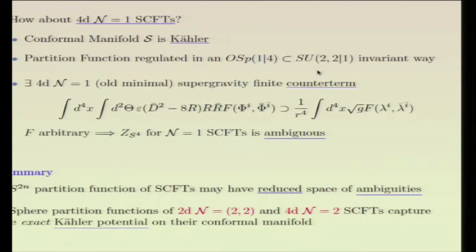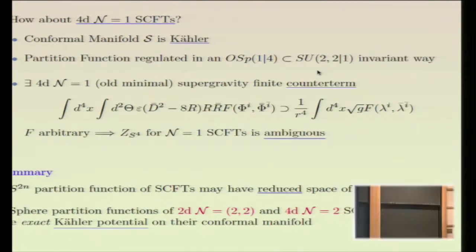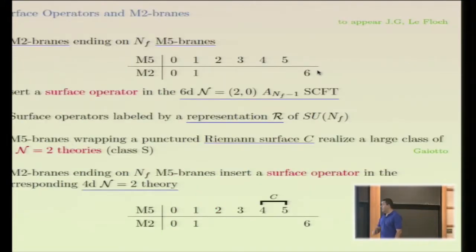Okay, so the point that I want to mention is that we found that the sphere partition functions of 2D N=(2,2) and 4D N=2 superconformal field theories compute the exact Kähler potential on their conformal manifold. And now what I will do is use these powerful results to give new insights on the microscopic description of M2 branes ending on M5 branes. So let's start. This is some work that should appear soon with Bruno Le Floch, my student, and he's applying next year, so don't forget his name.